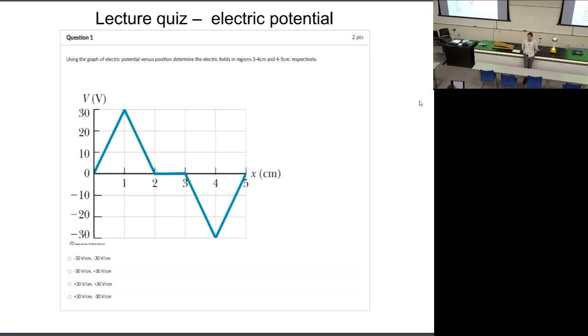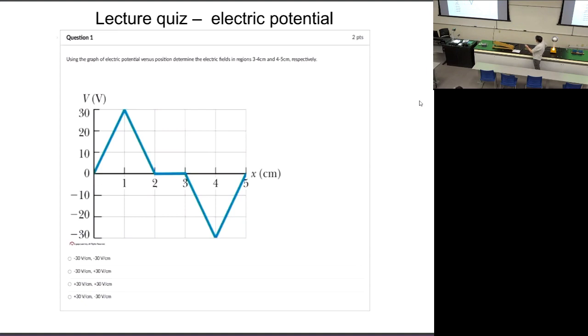Okay, let's talk about the answer to this one. There are 4 possible answers we're given in this multiple choice. Look, the size of all the fields is 30 volts per centimeter. So this question isn't about the size of the fields, because there's only one size of the field in all of the answers here, 30 volts per centimeter. It's just about the directions of the field, because the answers differ in whether it's minus 30 volts per centimeter or plus 30 volts per centimeter.